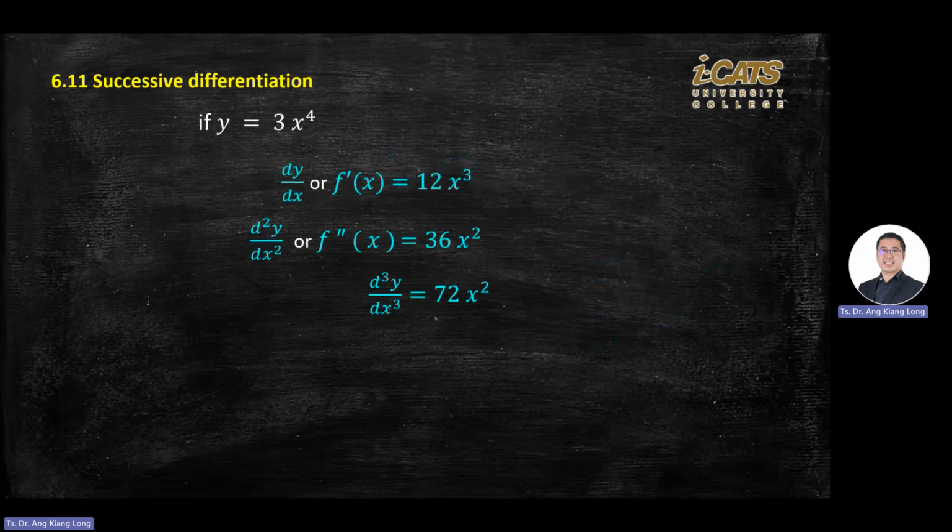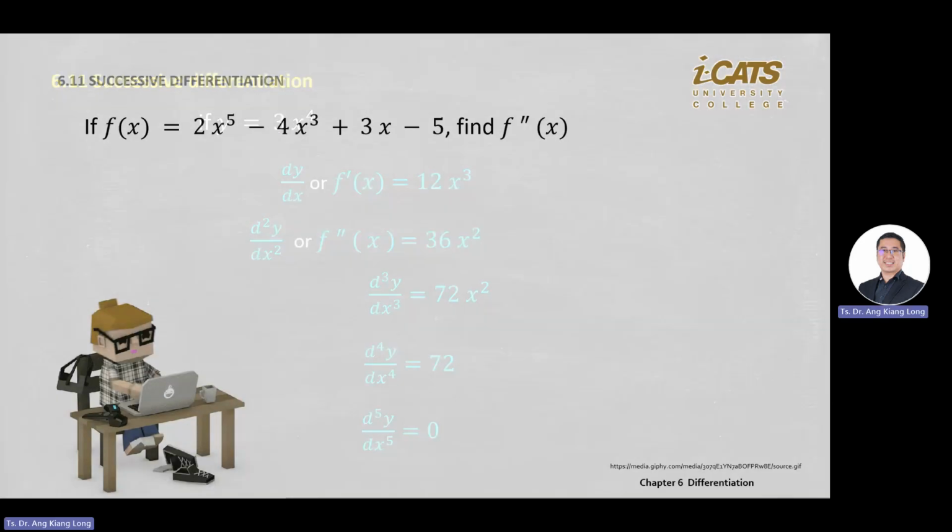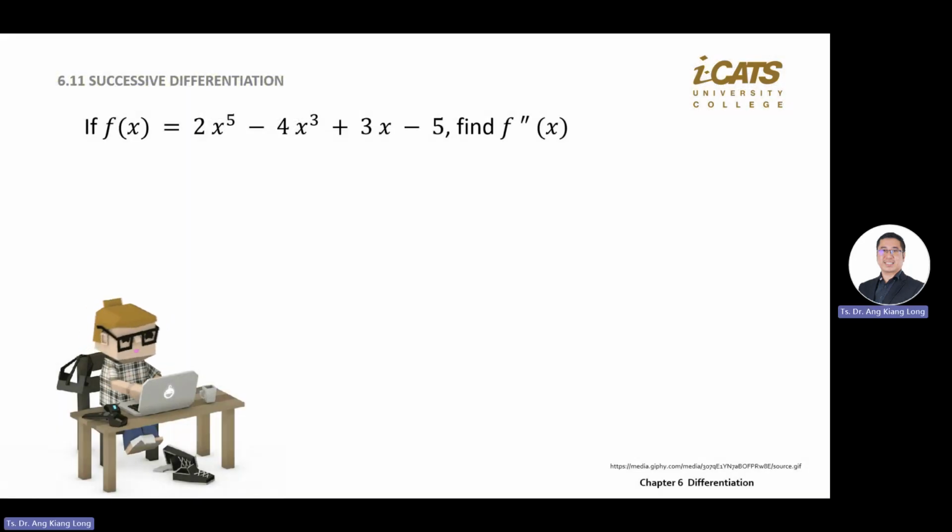Oh, this one is wrong already. This one should be 72x. Typo error. d3y divided by dx should be 72x. There are lots of typo errors in my slides. The rest, if you understand, you go home and read.